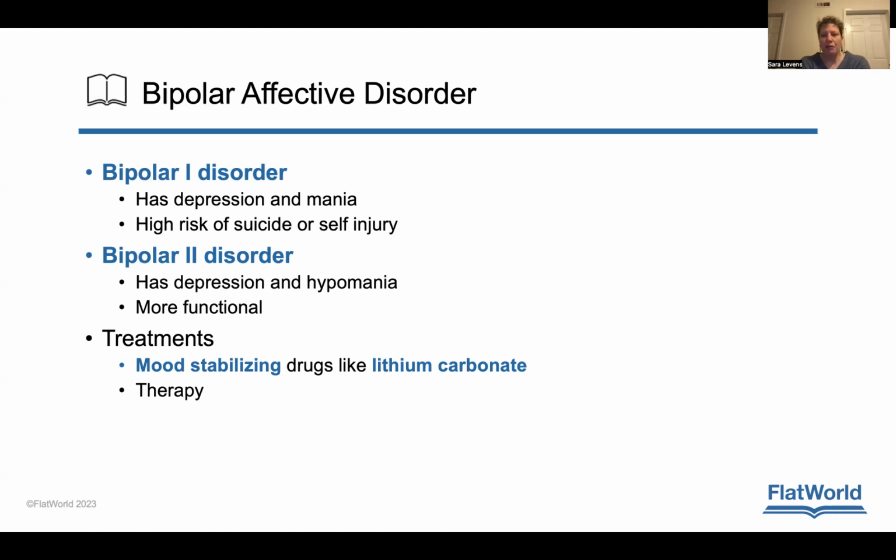You can also have different characteristics of this. For example, you can have rapid cycling bipolar 2, which is about how long the cycle is of this depression or hypomania.